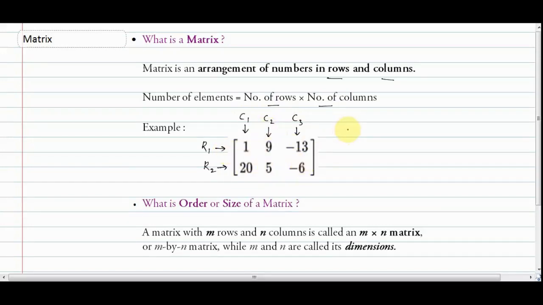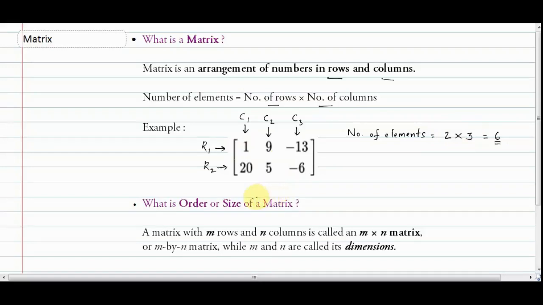So here the number of elements will be equal to the product of the number of rows and the number of columns. The number of rows is 2 and the number of columns is 3, so 2 into 3 we get 6. You can see that we have 6 elements in this matrix.